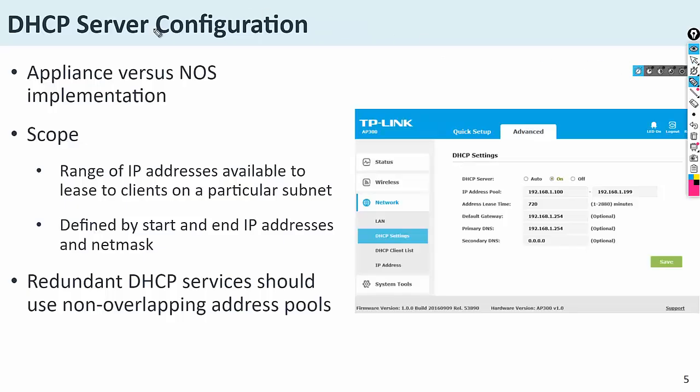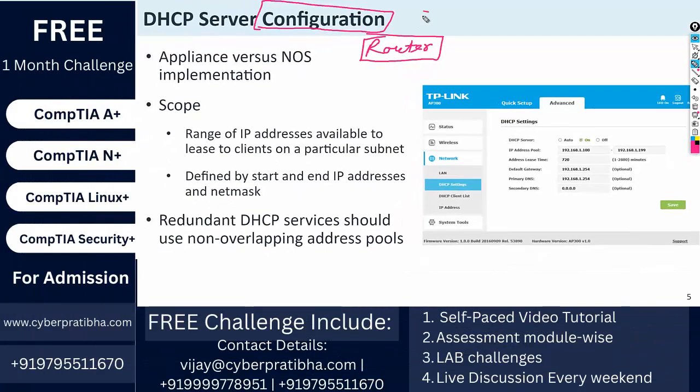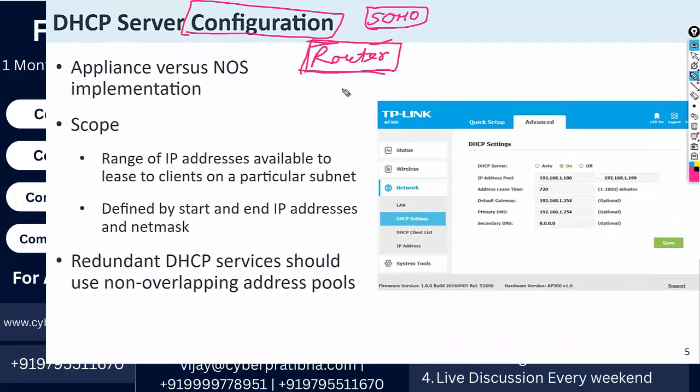How can you configure the DHCP server? Where will you find the DHCP server? First is the router. Every router has a DHCP server. If you are using a small router at your home or office network, the DHCP server has a configuration in the router.